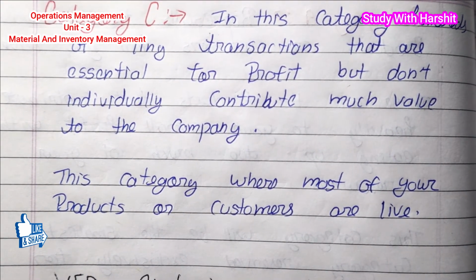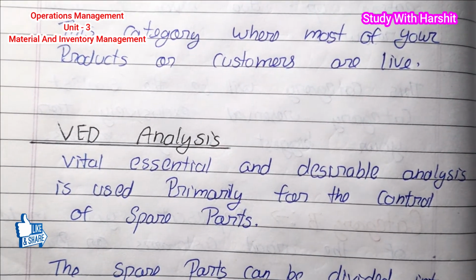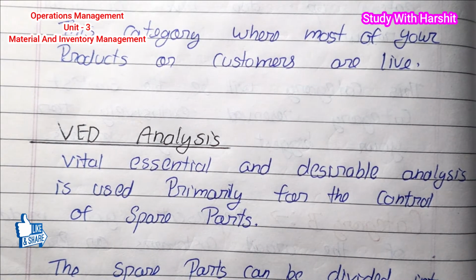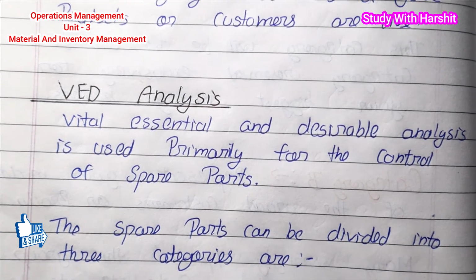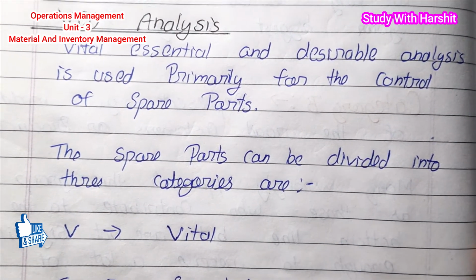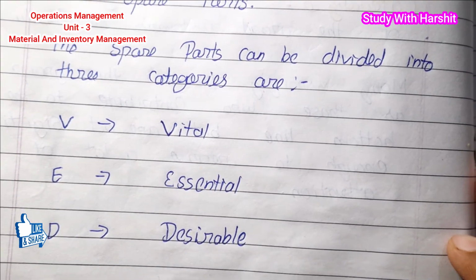Now let's discuss the next one, VED analysis. Vital, essential and desirable analysis is used primarily for the control of spare parts. The spare parts can be divided into three categories: VED, vital, essential, desirable.